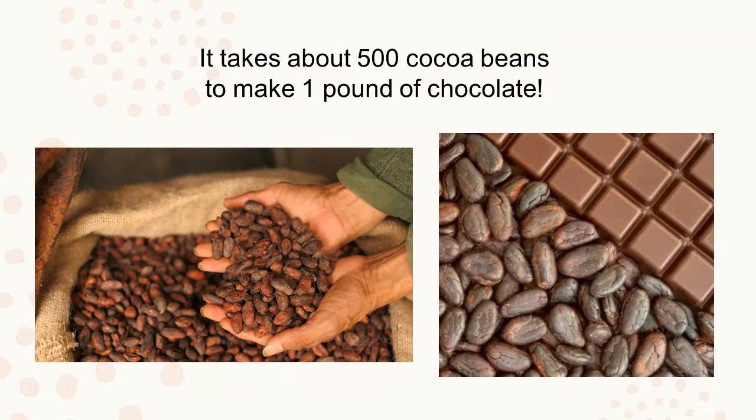It actually takes about 500 of these little beans to make just 1 pound of chocolate. The cacao beans you see here are not sweet like the chocolate you know. There are many more steps to make the delicious chocolate you taste in your candy bars.